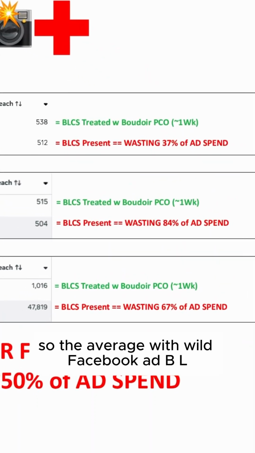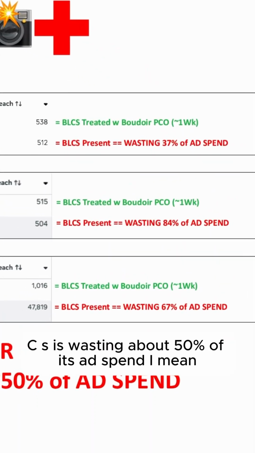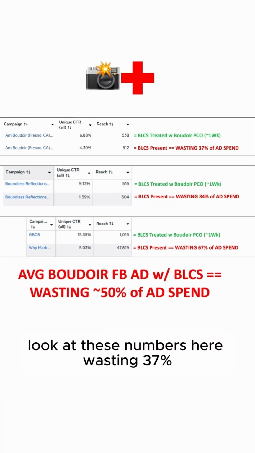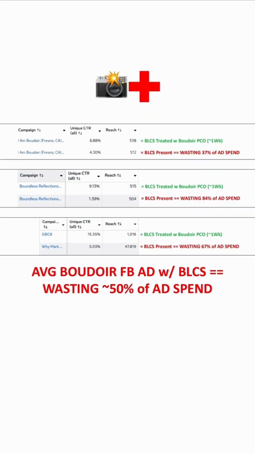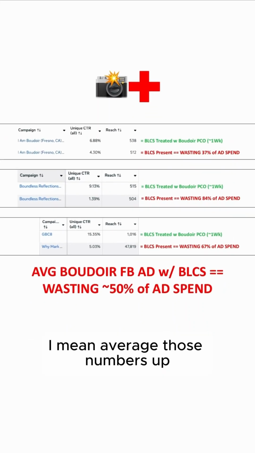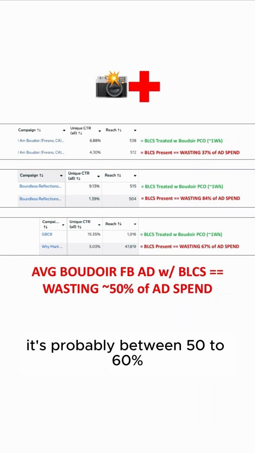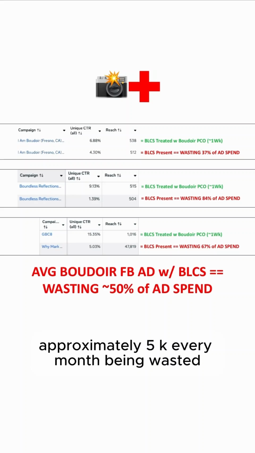So the average Boudoir Facebook ad with BLCS is wasting about 50% of its ad spend. I mean, look at these numbers here: wasting 37%, wasting 84%, wasting 67%. Average those numbers up, it's probably between 50 to 60%. So if they're spending 10 grand a month, approximately 5K every month is being wasted that we can eliminate.